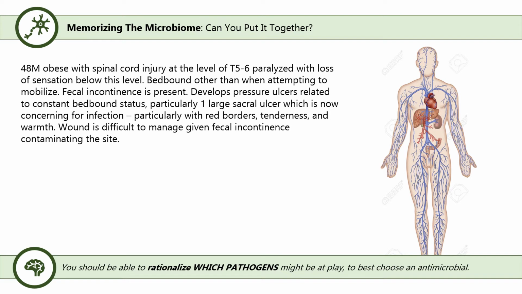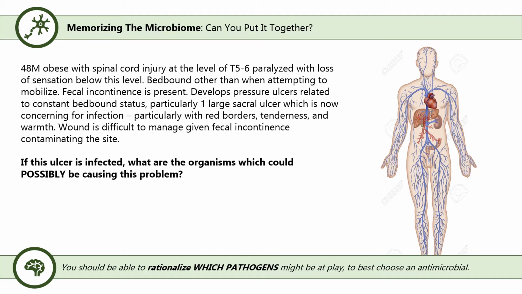So let's try an example. A 48-year-old male, obese with spinal cord injury at the level of T5 to 6, paralyzed with loss of sensation below this level. Bedbound other than when attempting to mobilize. Fecal incontinence is present and the patient develops pressure ulcers related to constant bedbound status, particularly one large sacral ulcer, which is now concerning for infection, particularly with red borders, tenderness, and warmth. The wound is difficult to manage given fecal incontinence contaminating the site.